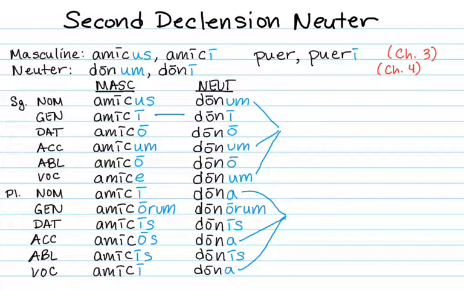You'll notice that the endings are similar to the masculine in several places: genitive singular, dative singular, accusative singular, ablative singular, genitive plural, dative plural, and ablative plural. The endings are different in the nominative singular, vocative singular, nominative plural, accusative plural, and vocative plural.